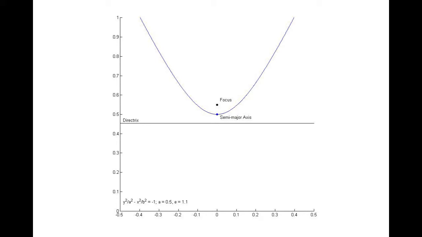Now, I didn't use that, but I felt I would be remiss to not talk about it just a little bit when discussing hyperbolas.